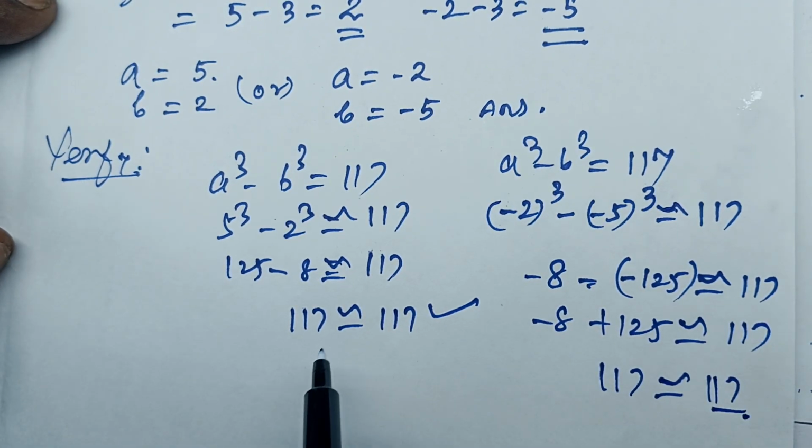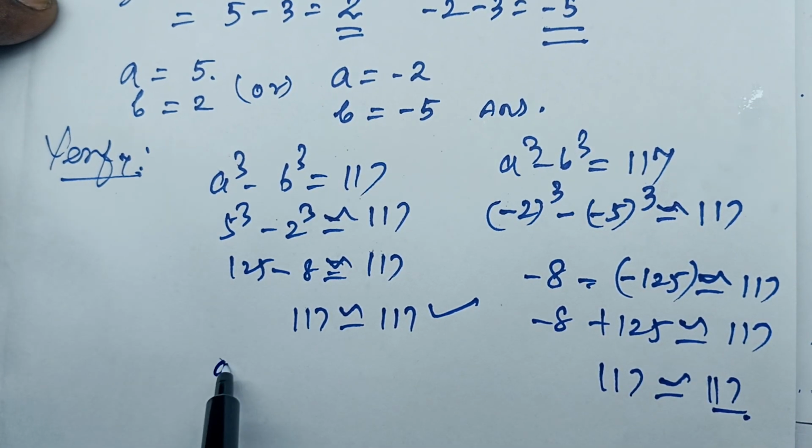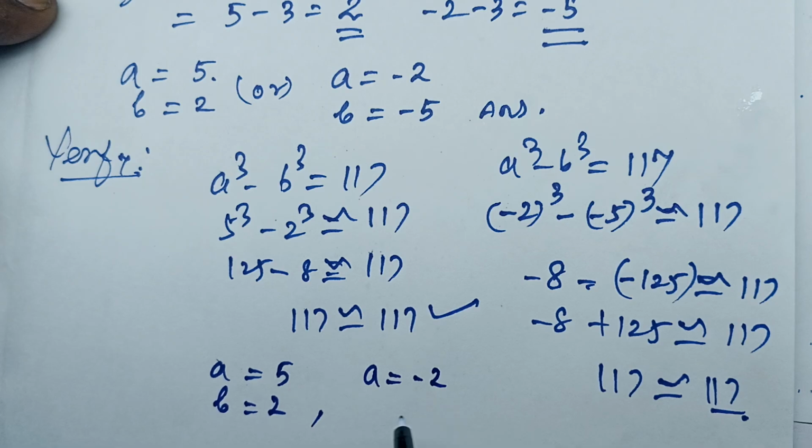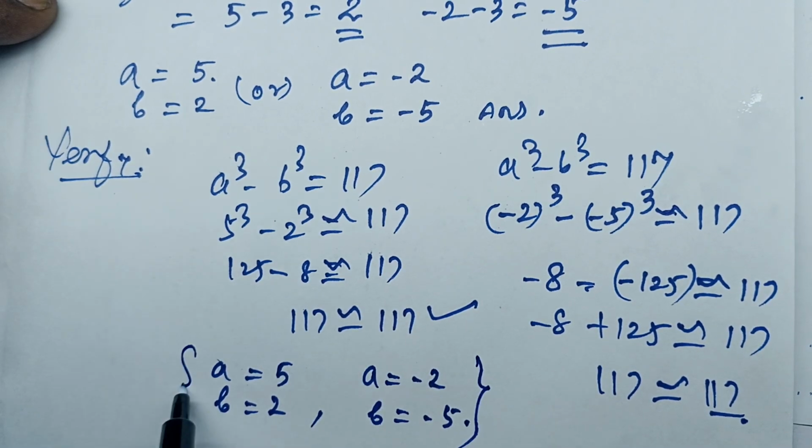So finally, a equal to 5 and b equal to 2, a equal to minus 2, b equal to minus 5. This is the answer.